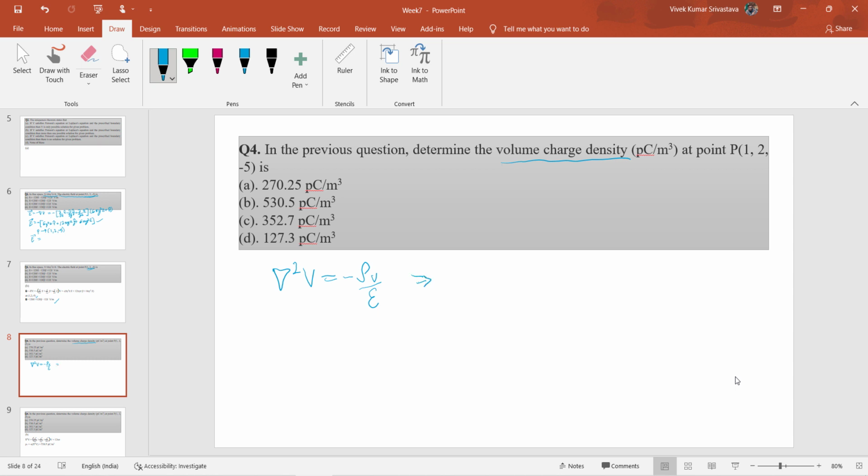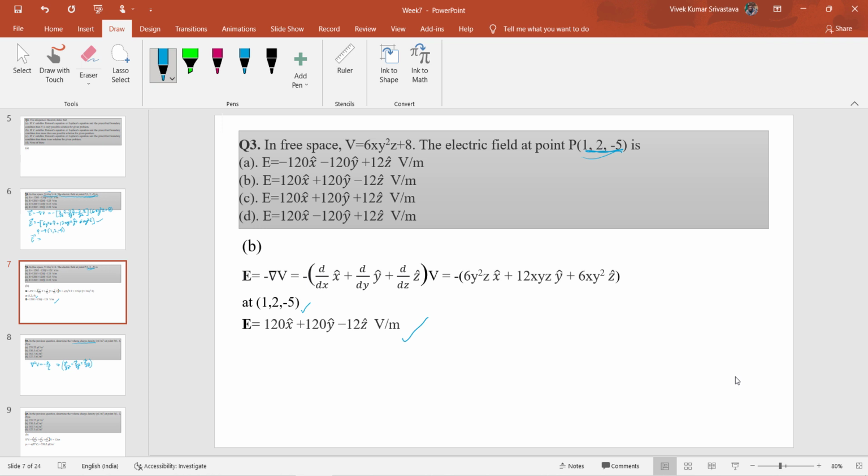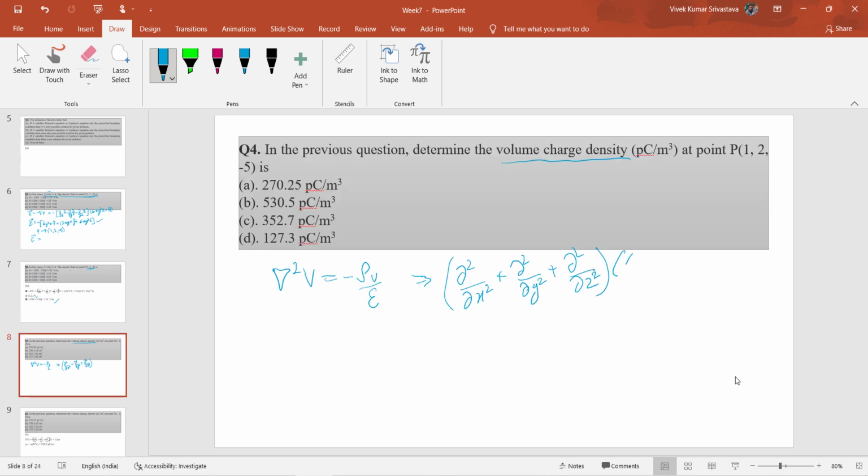Del square V is written as del square by del x square plus del square by del y square plus del square by del z square, acting on the potential which is given to you in the previous problem, which is equal to 6 x y square z plus 8. Yes, it is given to you in the previous problem. This is equal to minus rho v by epsilon.